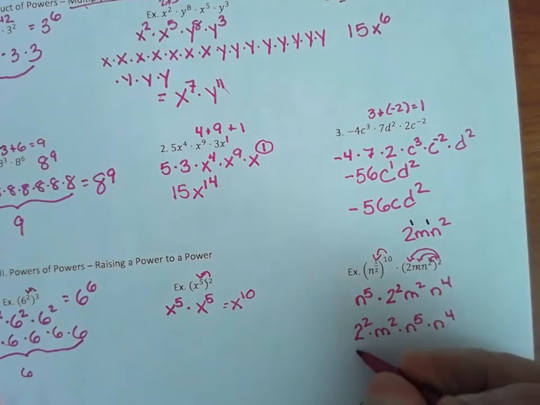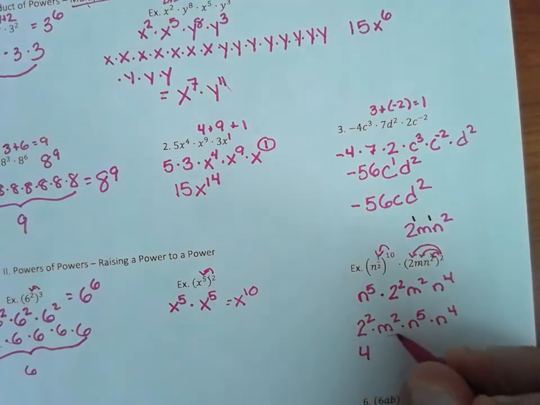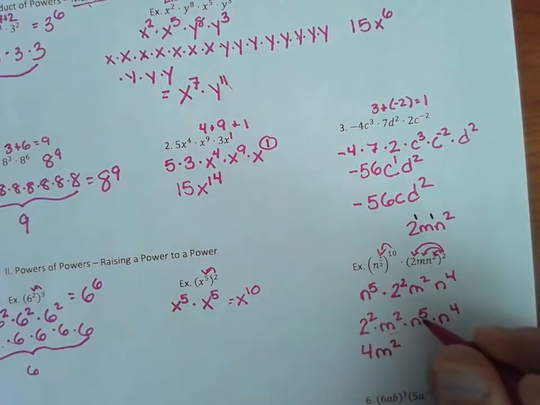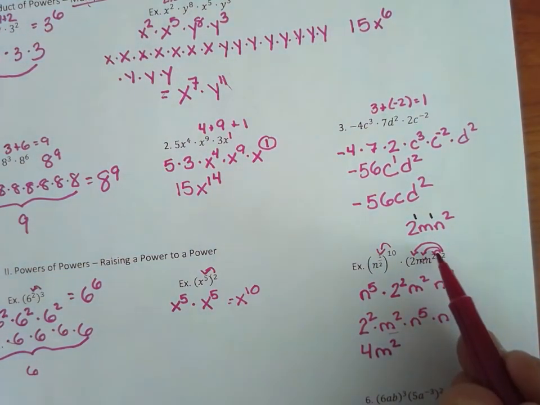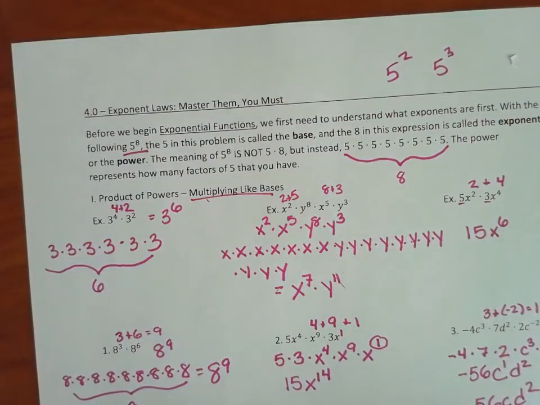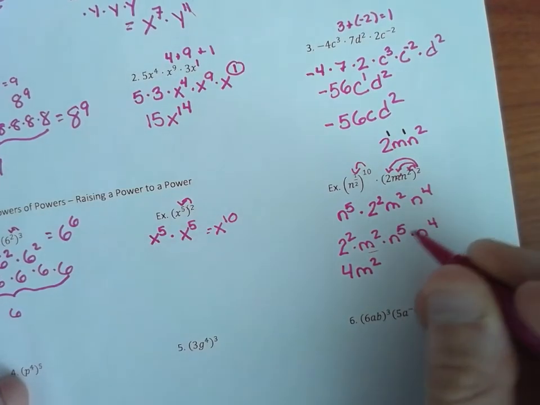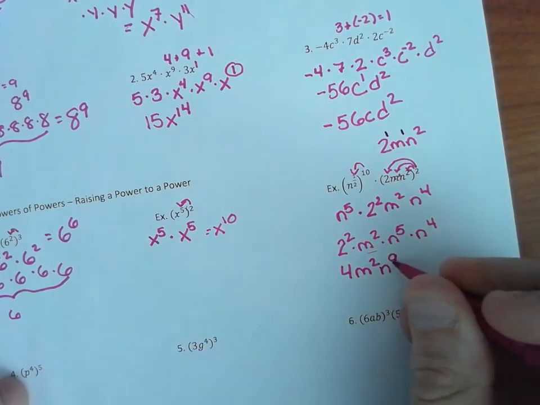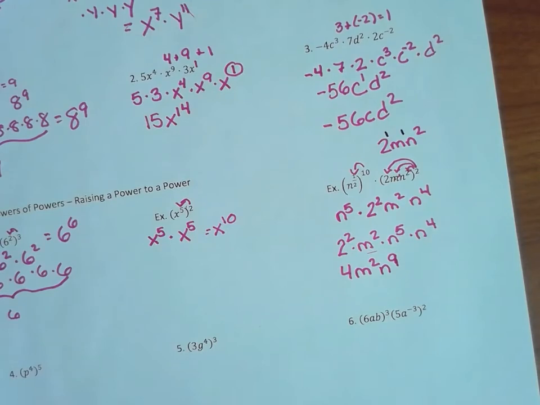2 squared is 4. I will do that one because that's easy. M squared, I only have one m. I have no other base with m. N to the fifth and n to the fourth. I've used power of powers up here. Now I need to use product of powers. So remember, when I have like bases, I'm not multiplying these, I'm adding them. N to the ninth. So my final answer, 4m squared, n to the ninth.